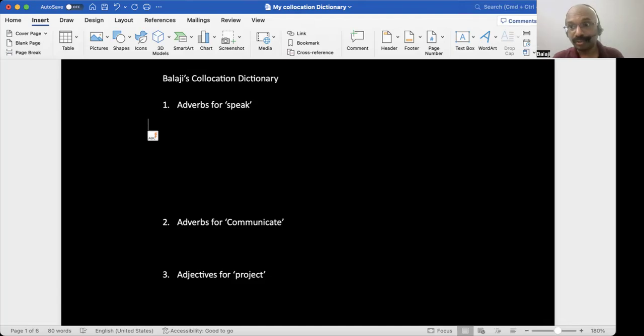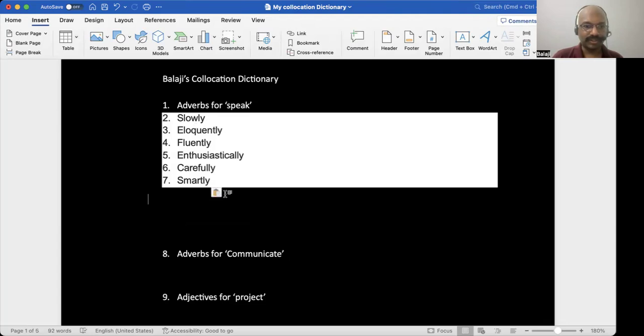Adverbs usually end with ly and they talk about how an action is done. So something like speak slowly, for instance, right? So what kind of adverbs can you think of for speak? Speak can be used along with these words. Speak slowly, speak eloquently, speak fluently.